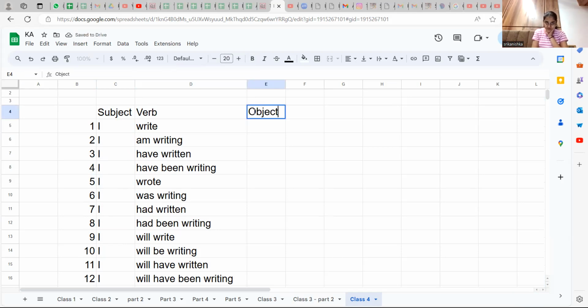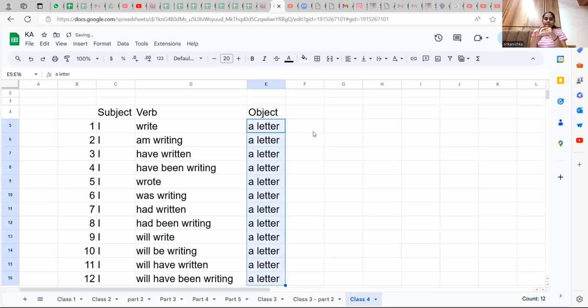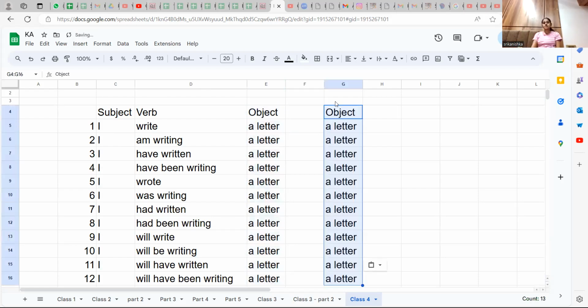Now, what we'll do is the passive from the object is going to be a letter. In passive voice, the object will come first. That is correct. Subject will come last, and the verb will totally change. The object comes first, the verb comes second, and the subject comes last. For example, let's look at this. This object is going to become a subject here.